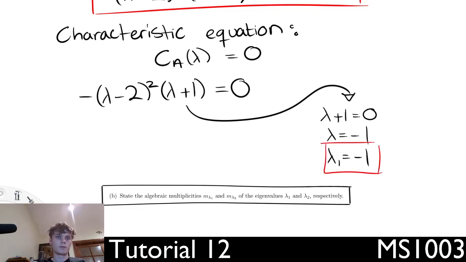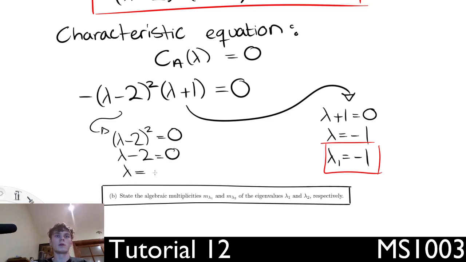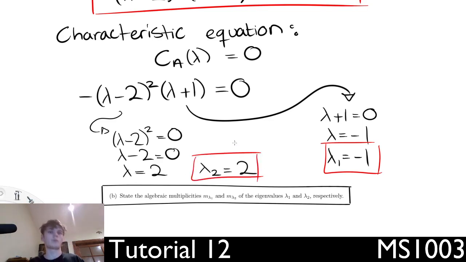Then we've got the second case, which is that this guy is equal to 0. So if (lambda minus 2) squared is equal to 0, we can forget about the squared. We get lambda is equal to 2. And so that means our second eigenvalue will be 2. Perfect. Part A done.